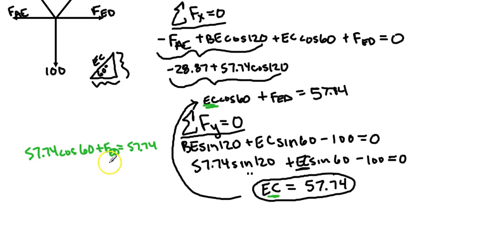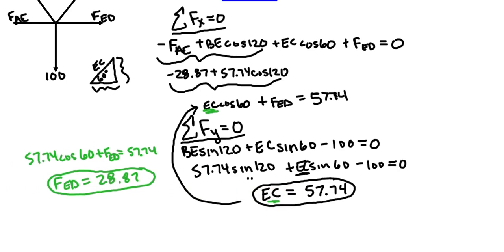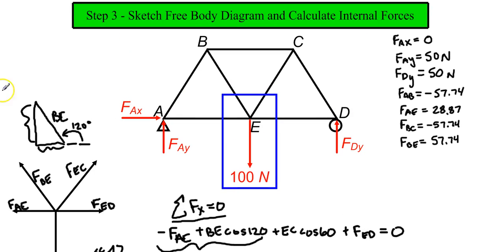57.74. Again, we're going to solve this, so we're going to subtract this expression right here, which is just a constant, from both sides. When we do that, we solve for the force at ED, and we end up with 28.87. All right, we're almost there. We're slowly but surely getting there. We've got EC is 57.74. Force at ED is 28.87. So I'll add this to the list, and then we'll move on to the next joint.